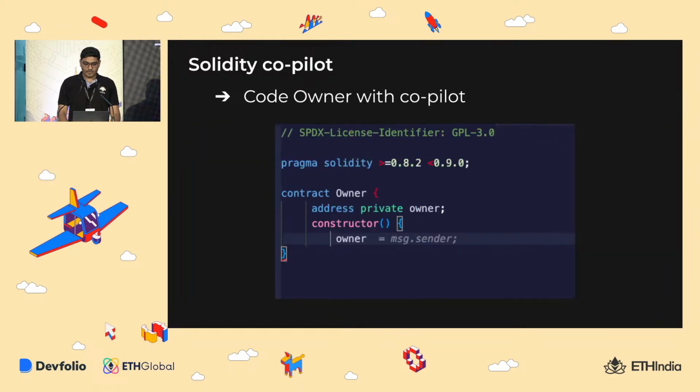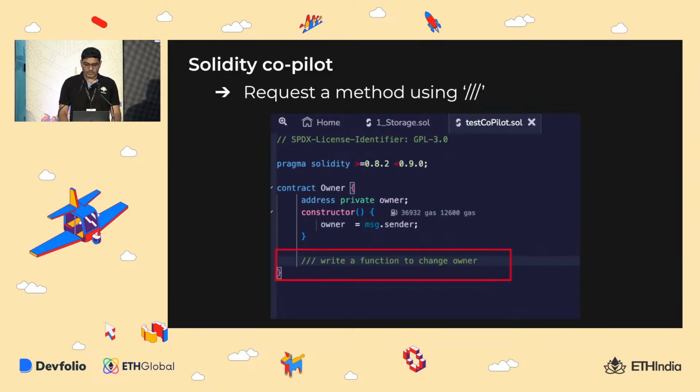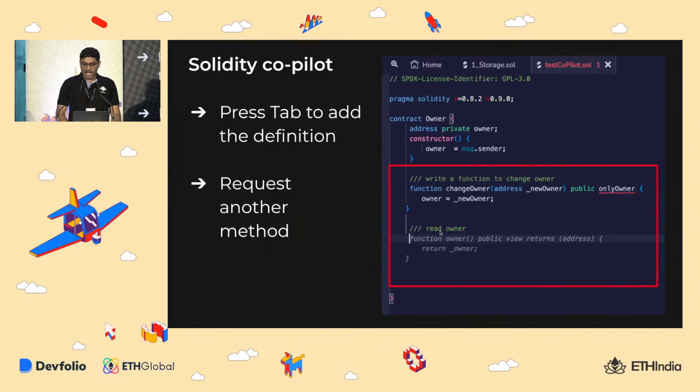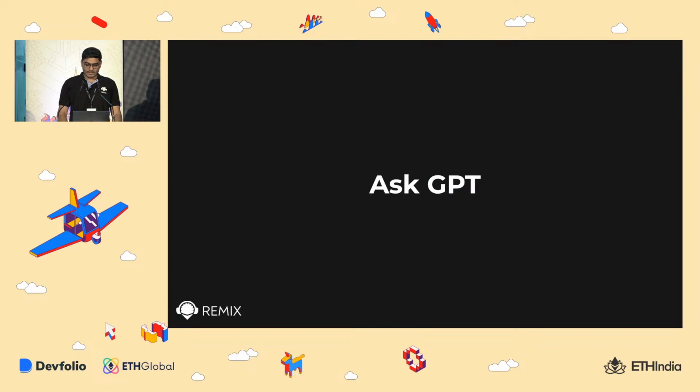Another thing is, if you are working on an owner contract and you want some custom function, you can use triple slashes for that, and you can ask any code. You can say write a function to change owner, and press enter, and it will show you that particular code. If you are okay with that, you can press tab, and that will be added in your code file. Further, you can ask for another method like read owner, and it will come further down in your code file. It can work a bit slow because it is still in alpha phase, but it is there.